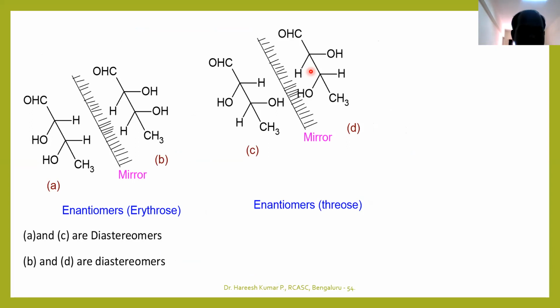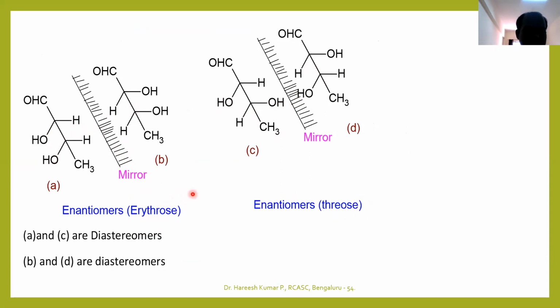So here you can observe two things: the hydroxy group on the same side and the hydroxy group on the different side. So what does it mean? If the hydroxy group is on the same side, it is erythro. If the hydroxy group is on the opposite side, it is called threo. Again, this is also a tetrose.